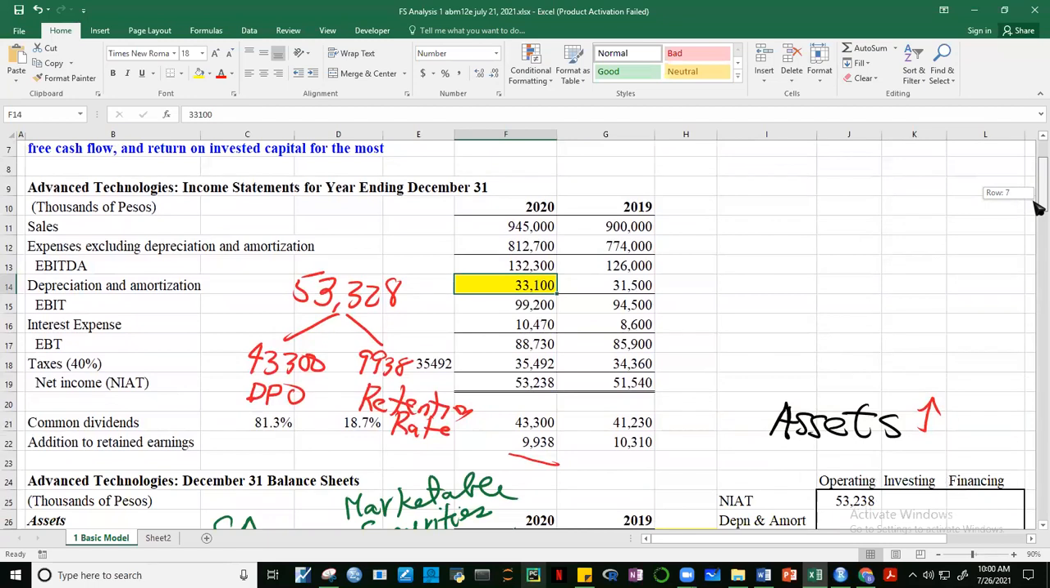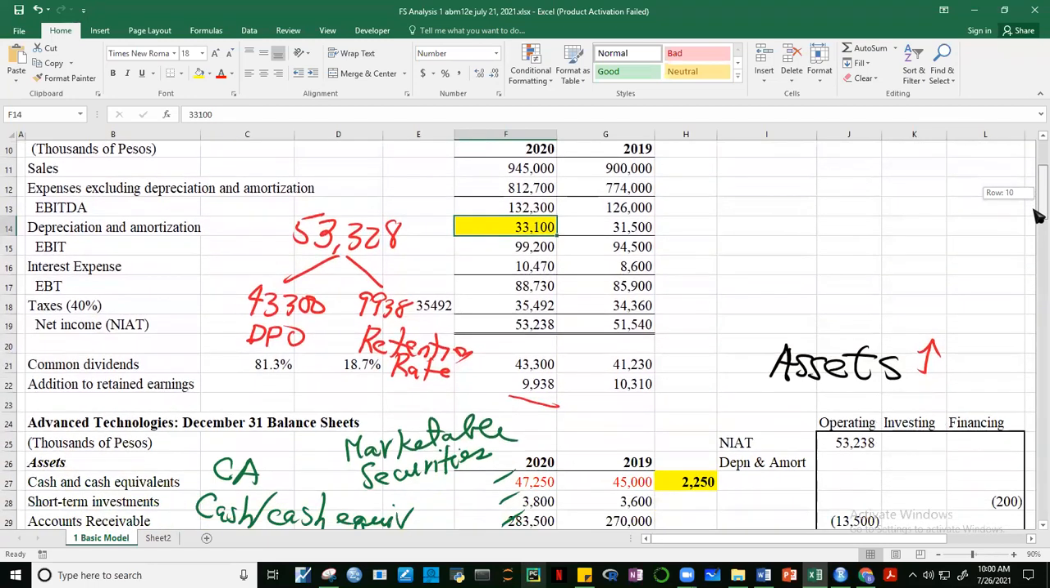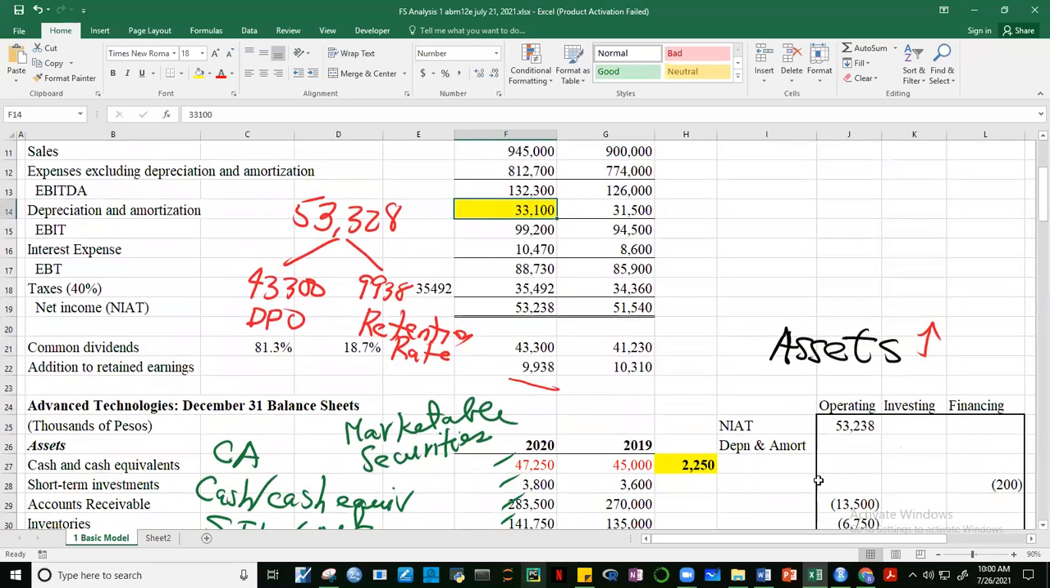So, anong gagawin natin? Sir, you have to add po ba? Yes, correct. Add back natin, lagay ko dito. Yan. Add back 33,100. Okay. Ayun. No?